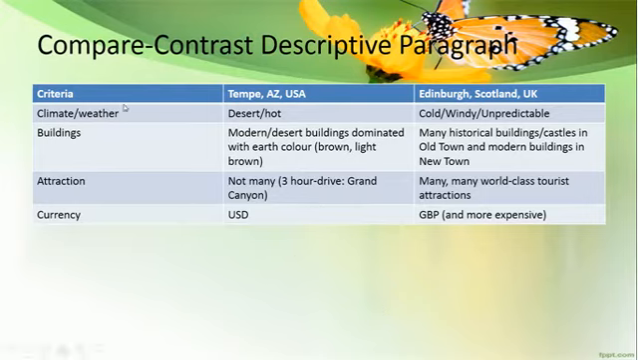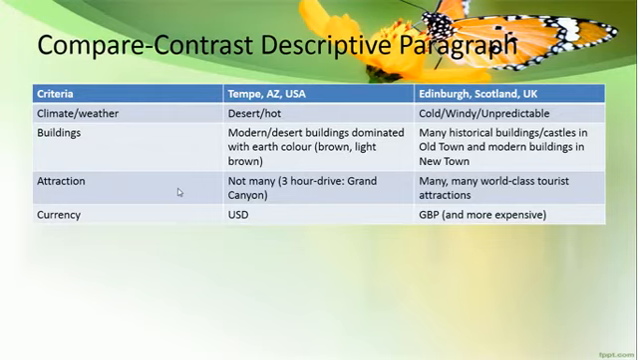Here I have climate or weather. Tempe is a desert and hot. And then Edinburgh is cold, windy, unpredictable. And then buildings, we have modern, dominated with earth color. And then in Edinburgh we have many historical buildings or castles in Old Town and modern buildings in New Town, and so on and so forth.